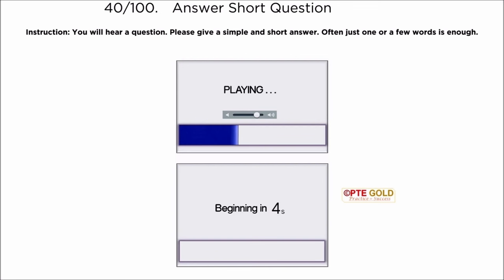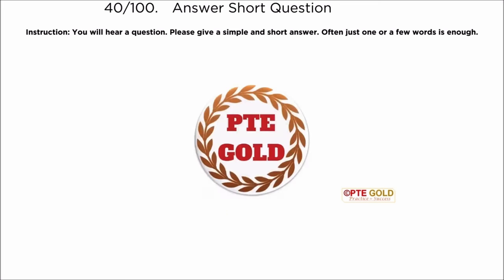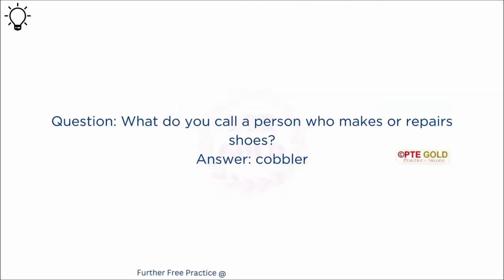What do you call a person who makes or repairs shoes? Cobbler.